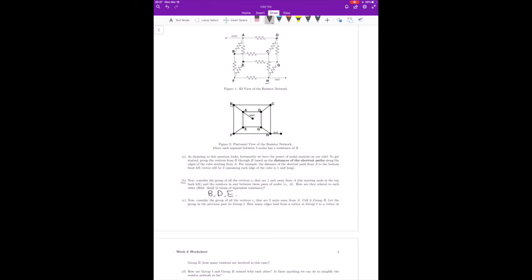So what's another way of saying that the potential to the left of a resistor, and the potential to the right of a resistor are the same as that for another resistor?